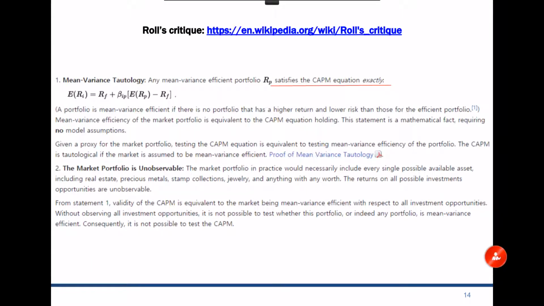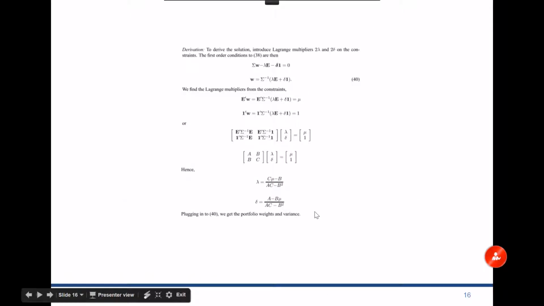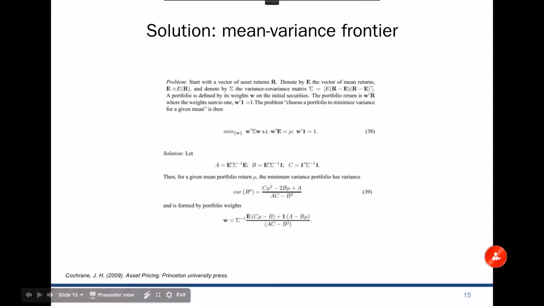Consequently, it is not possible to tell whether the capital asset pricing model is right or wrong. This is a very serious critique. Anyway, this is the appendix. This is a solution for the mean variance frontier. So basically this page and this page and this page and this page give you the formula for the mean variance frontier.